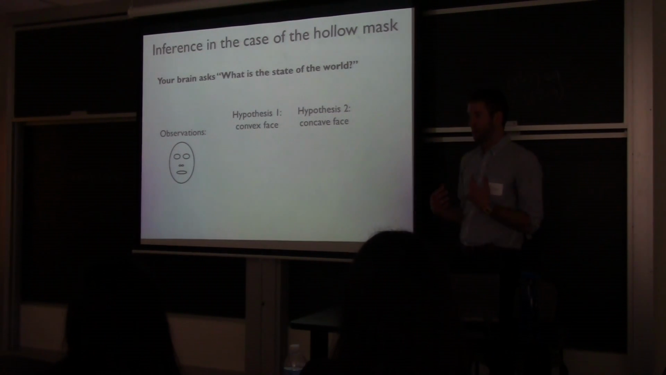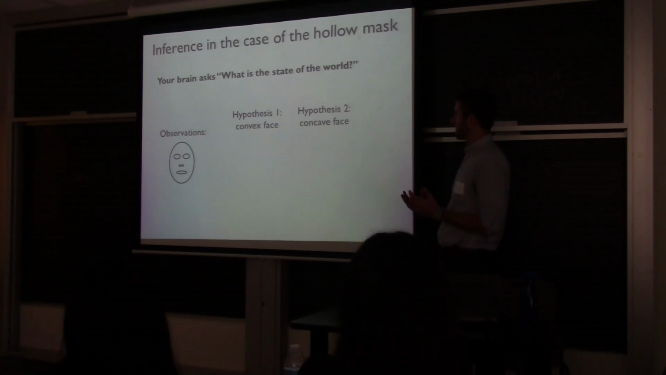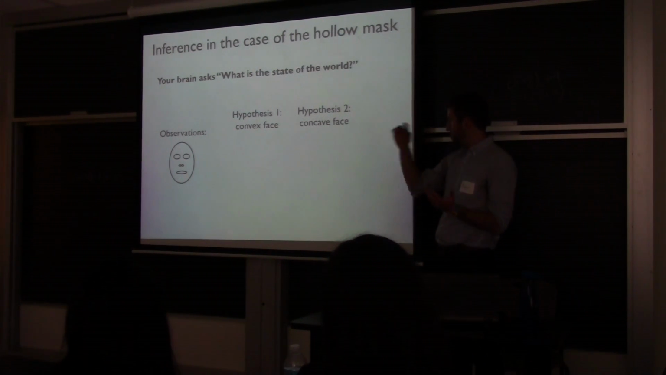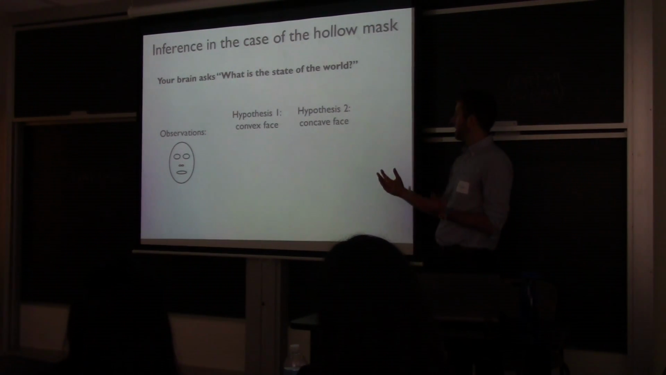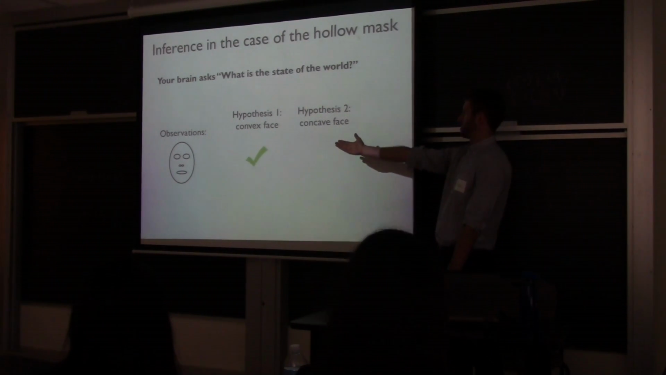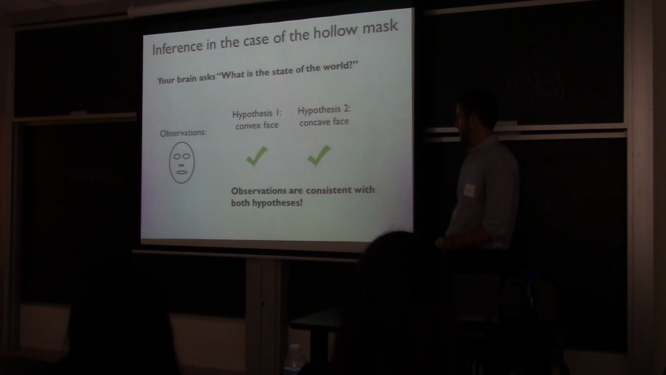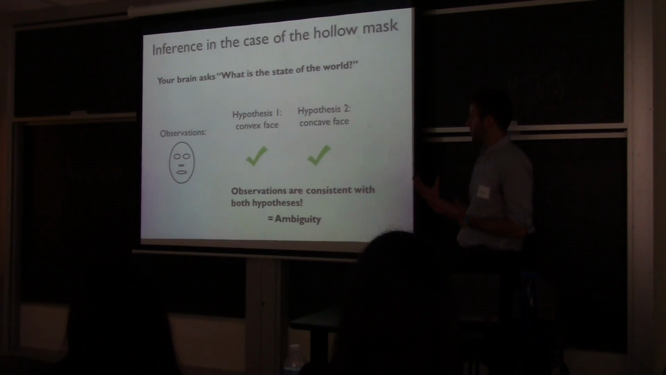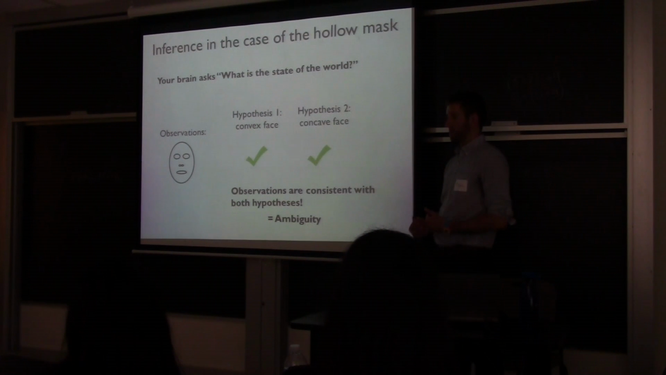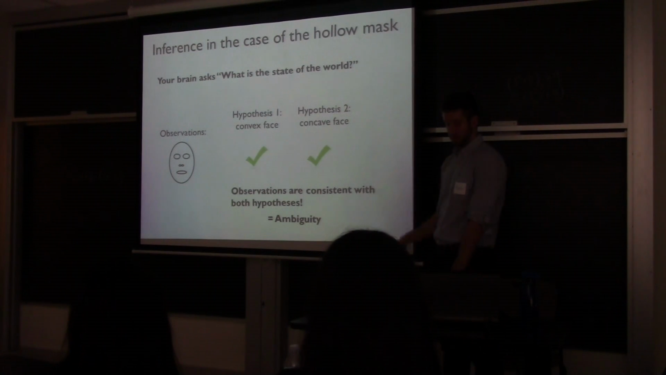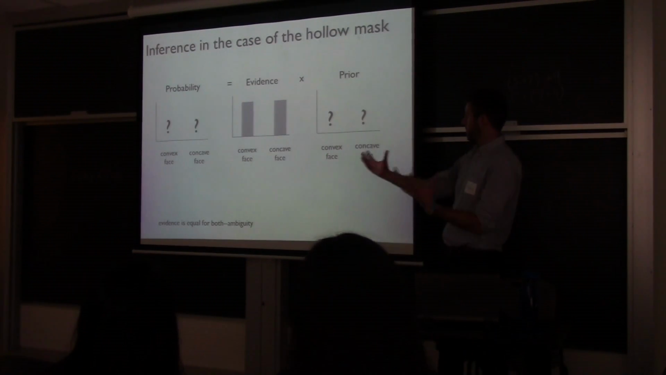So we can go back to the first illusion that we saw, and we can think, okay, your brain sees two eyes, a nose, and a mouth. And it's asking, what's going on here? Is this a face going in or a face going out? Your observations could be a face going in, it's hard to tell. And it could be a face going out. Our observations are consistent with both hypotheses. So because of this ambiguity, what we need to do is do the inference and use our prior expectations to resolve this ambiguity.